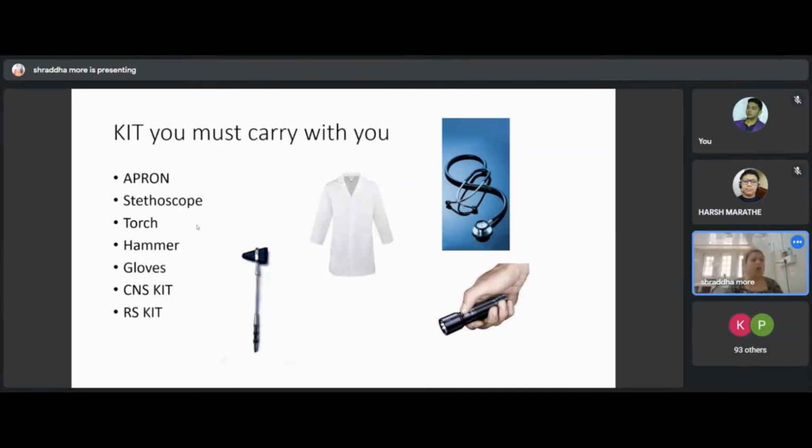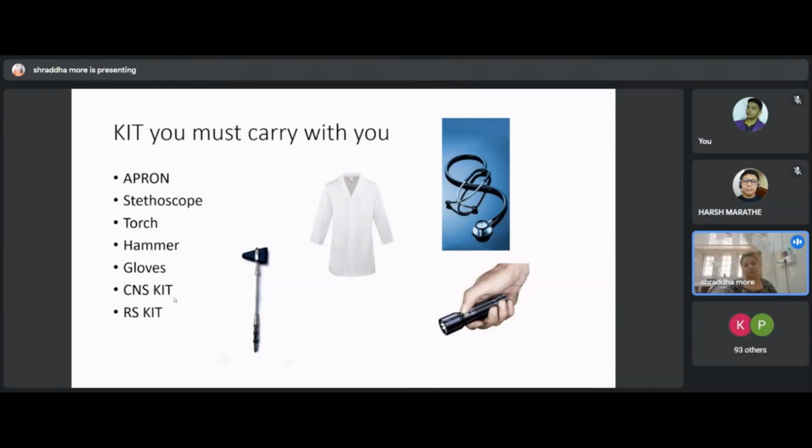Correct? All right. Then you need to have a torch, hammer. Hammer is extremely important, especially for your neuro clinics. You have to have a hammer. And then again, there is confusion about which hammer to take, whether the CMC Vellore hammer or this simple triangular hammer. I will advise you to take this simple triangular hammer for undergraduate level.